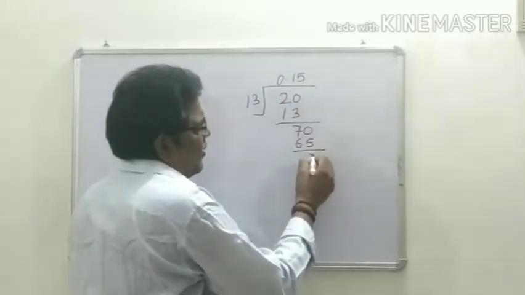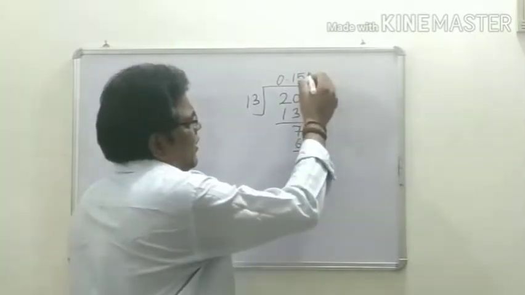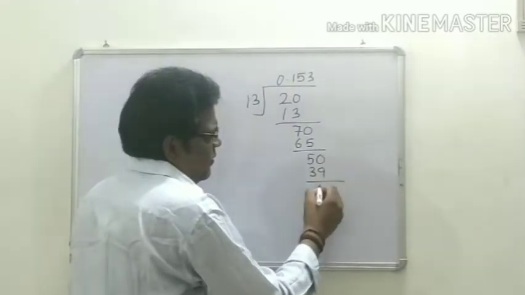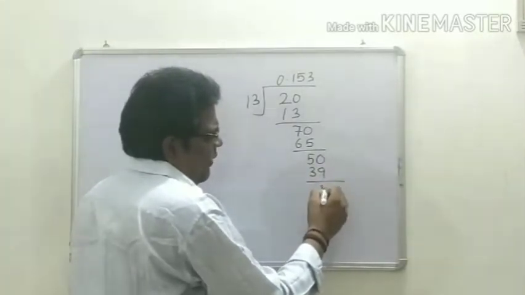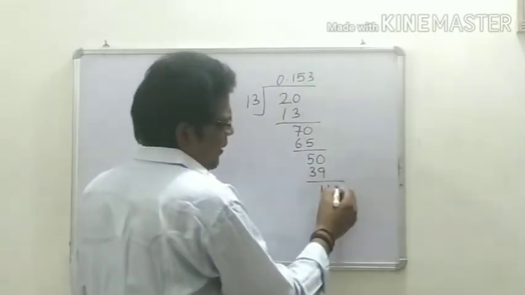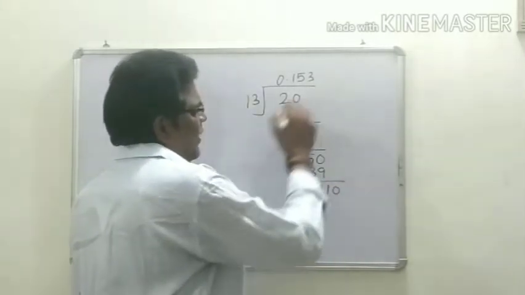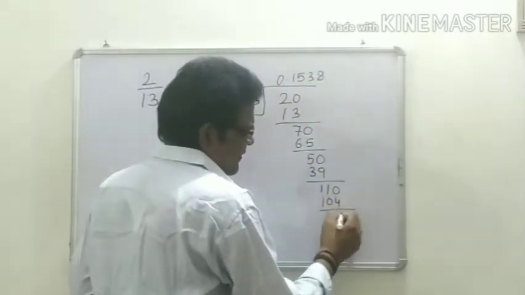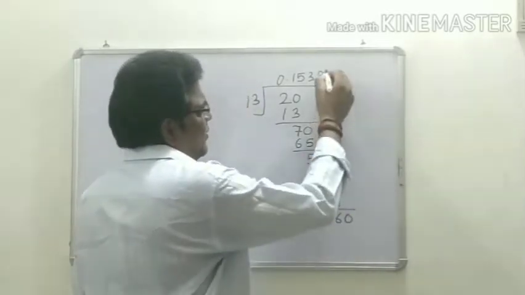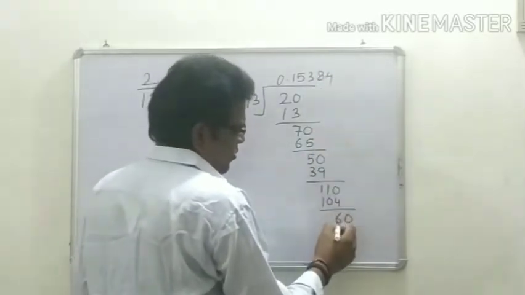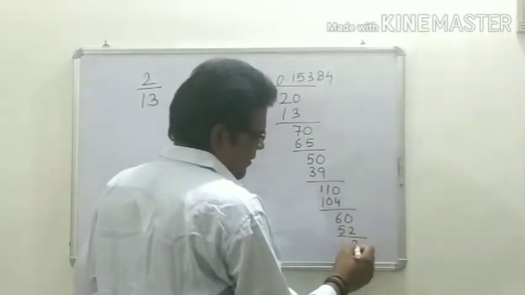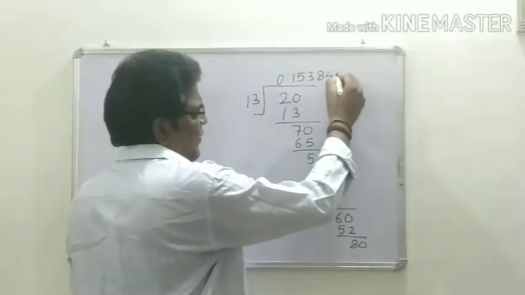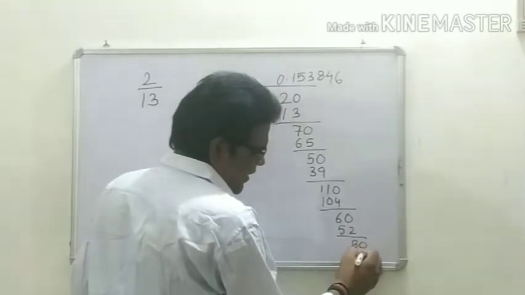You see you are getting 5, you make it 50. 13 3 ja 39, you will get here 11. 11 can be written as 110 and you write 13 8 ja 104. You will get 6, you make it 60. 13 4 ja 52. You will get 8, you make it 80. 13 6 ja 78.